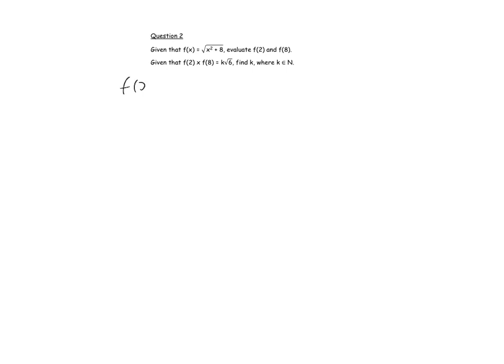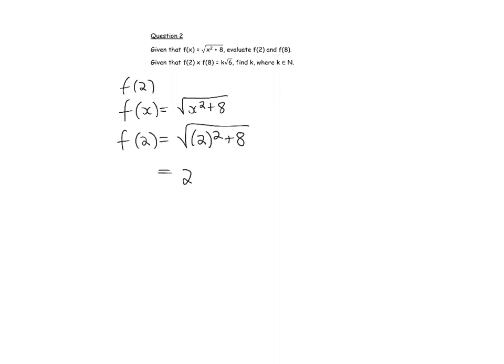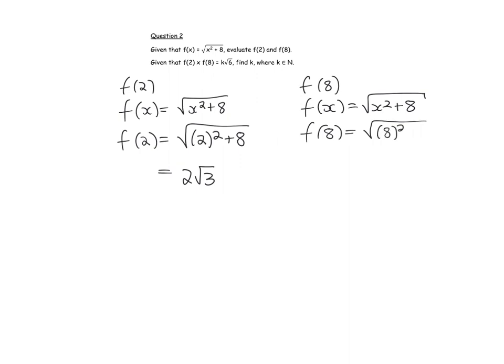So we want f of 2, and we know that f of x is equal to the square root of x squared plus 8. So then to get the f of 2, we get the square root of 2 squared plus 8, which, when you type that into your calculator, you're going to get 2 root 3. Then we need to get f of 8. We know that f of x is equal to the square root of x squared plus 8. So then the f of 8 is equal to the square root of 8 squared plus 8. When we pop that into our calculator, we're going to get the answer of 6 root 2.